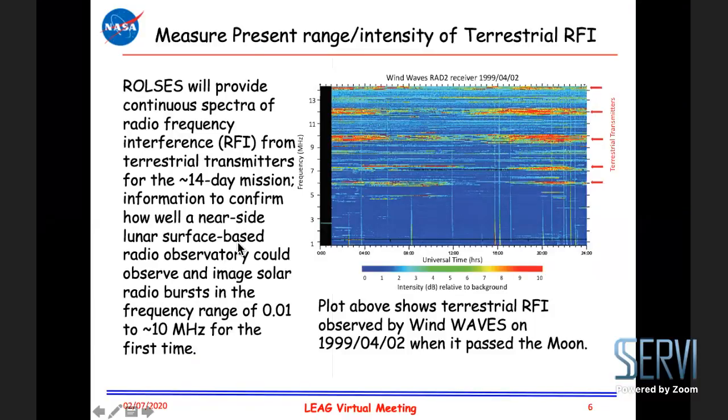And a key question is how much more terrestrial radio frequency interference there is. It's relevant because there are some discussions about putting a radio observatory on the near side to study radio emissions from the terrestrial magnetosphere, but it will be contaminated by the terrestrial RFI. So this is a measurement that is important to make.